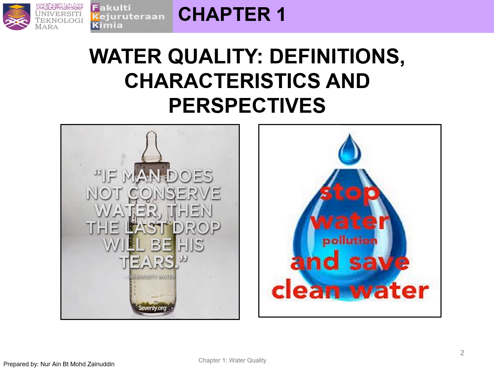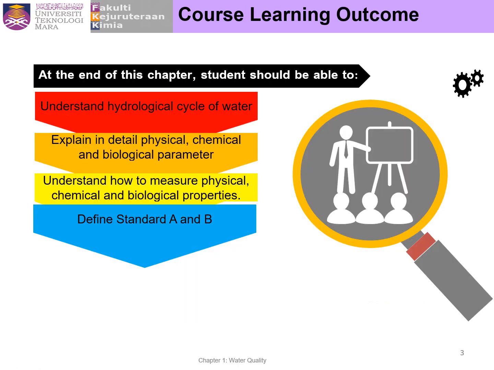Okay, let's start with the water quality. Before we do the water treatment, you should know the definition of water quality. We expect that at the end of this chapter, you should be able to understand the hydrological cycle of water, explain in detail the physical, chemical, and biological parameters, understand how to measure the physical, chemical, and biological properties, and define standard A and B. What are standard A and B actually?